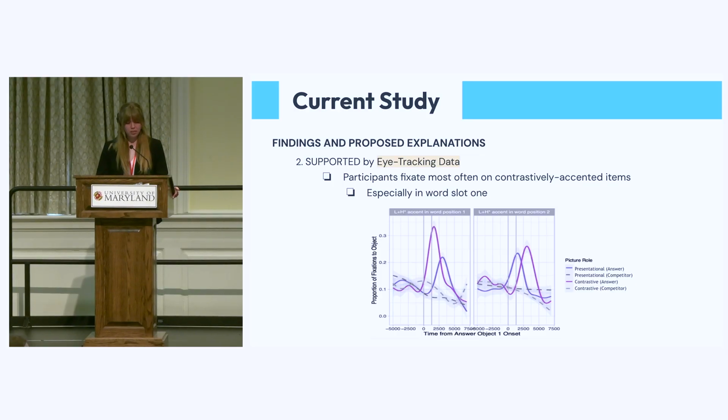The second question is, it's not only that with the contrastive accent the proportion of fixation to the object is decreased, it's much, much slower in position 2, right? Do you have any thoughts or explanations?